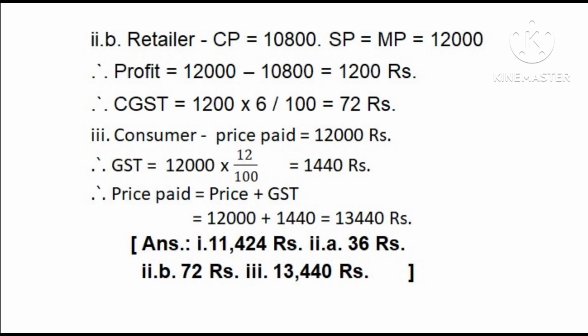3. Consumer price equals 12,000 rupees. Therefore GST equals 12,000 into 12 upon 100 equals 1,440. Therefore, price paid equals price plus GST equals 12,000 plus 1,440 equals 13,440 rupees.